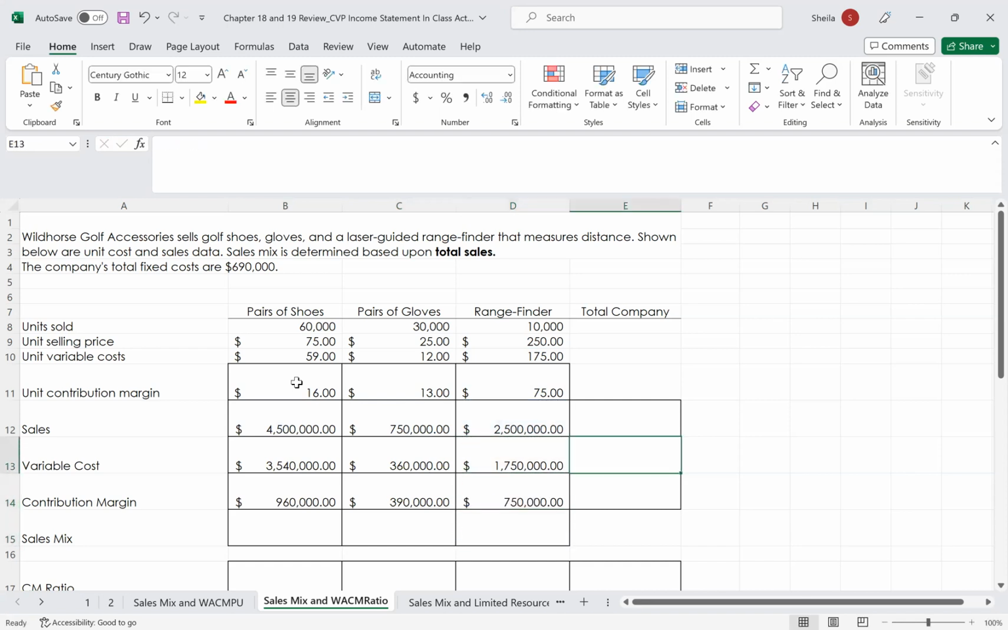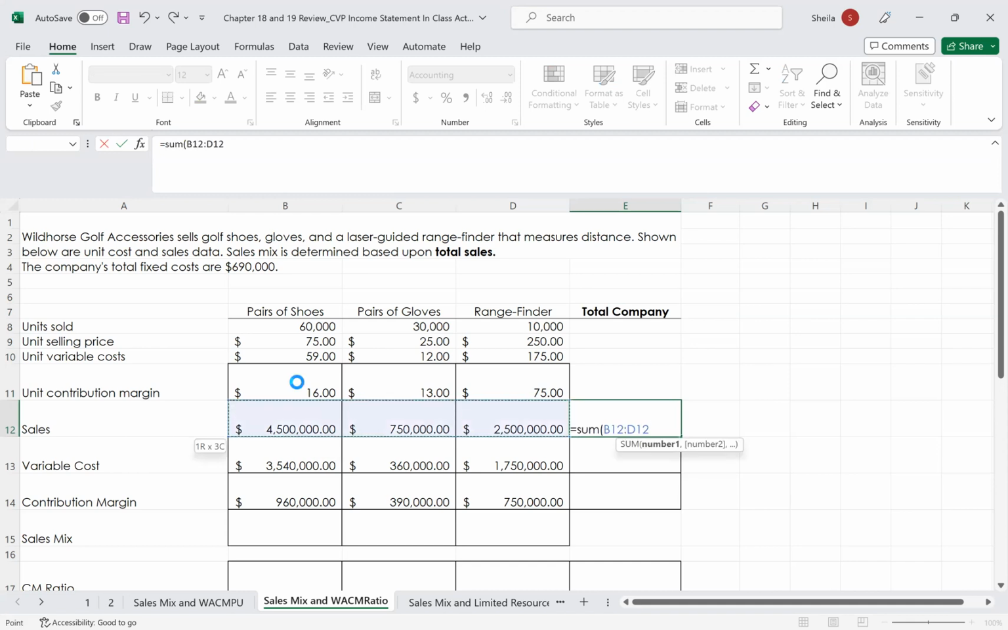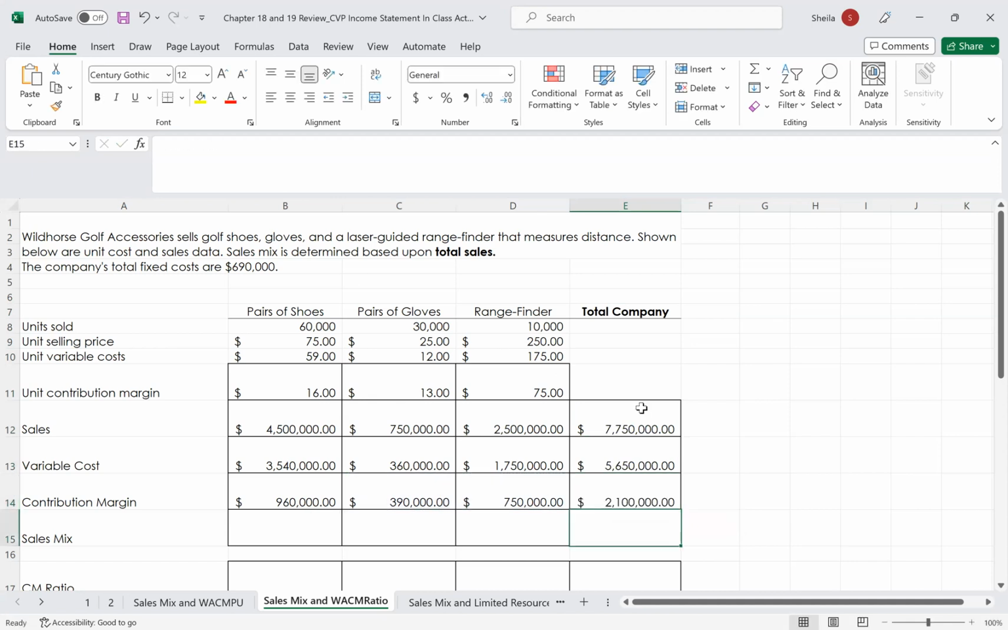All right, so now over here, I'm looking at the total company-wide information, okay? Because this is going to be key for what I'm going to be using for my sales mix and also to demonstrate contribution margin on a weighted average basis. So I'm just taking the sum of these. Okay, so my total sales are 7.75 million. Variable cost is 5.65 million, and my contribution margin on a total company basis is 2.1.